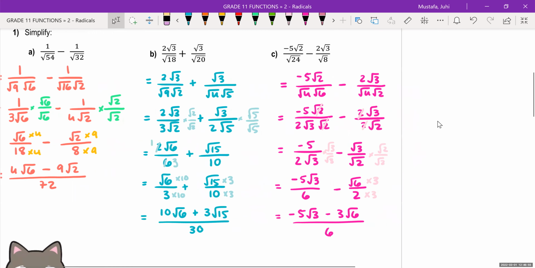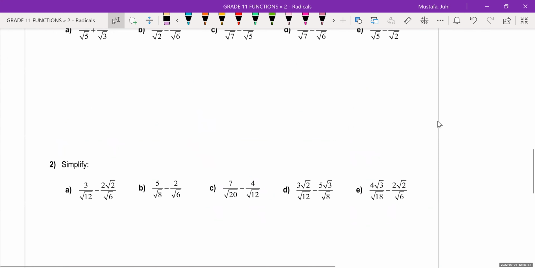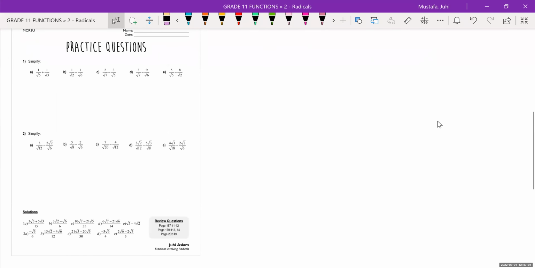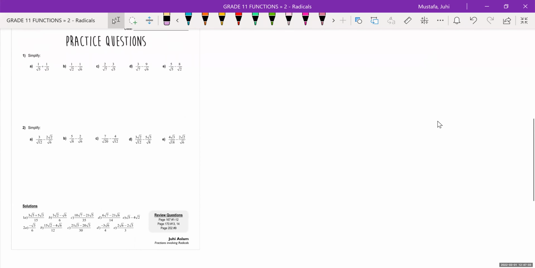For you guys at home, I'm just going to scroll down so you can see the practice questions. Just take a screenshot of those. And just take a look at the bottom right-hand side. There are review questions from the textbook as well.